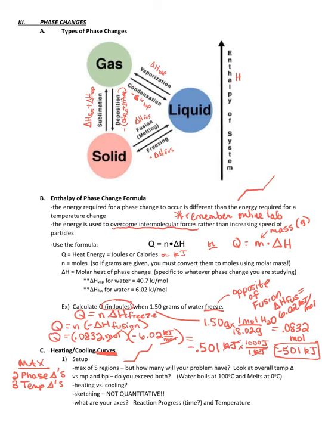However, if you're starting at 25 degrees Celsius, you're already at a liquid, and you're not going to be at a solid at all. So you wouldn't have a max of 5 regions. So you just have to look at whatever situation you have.